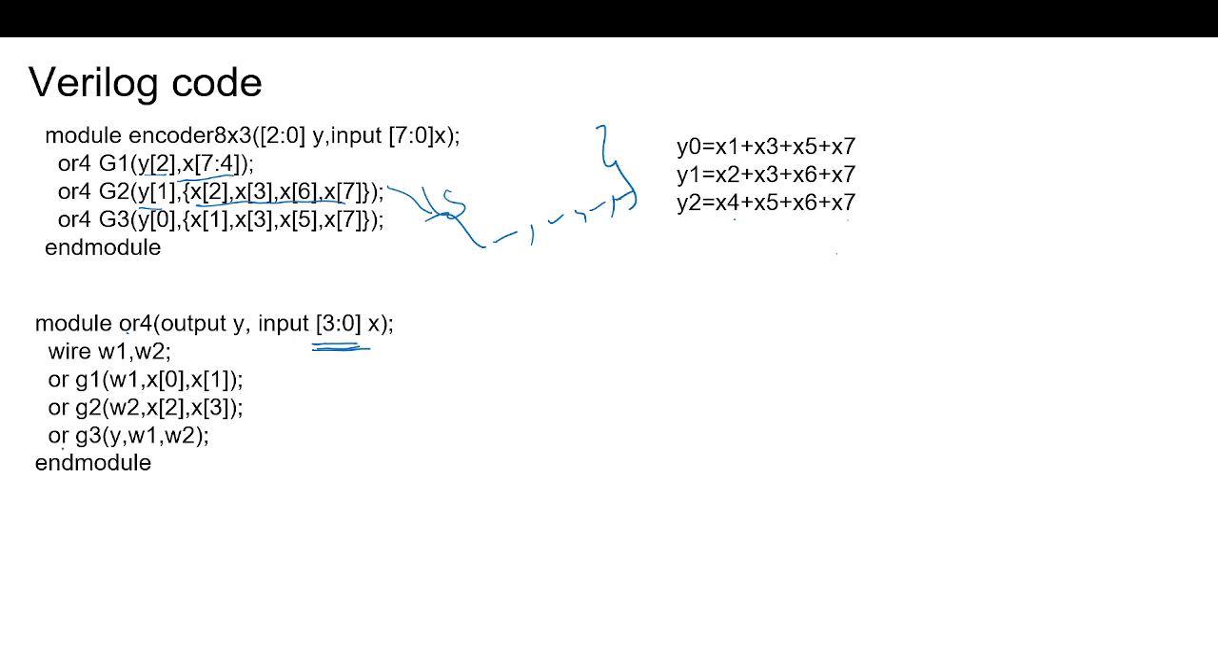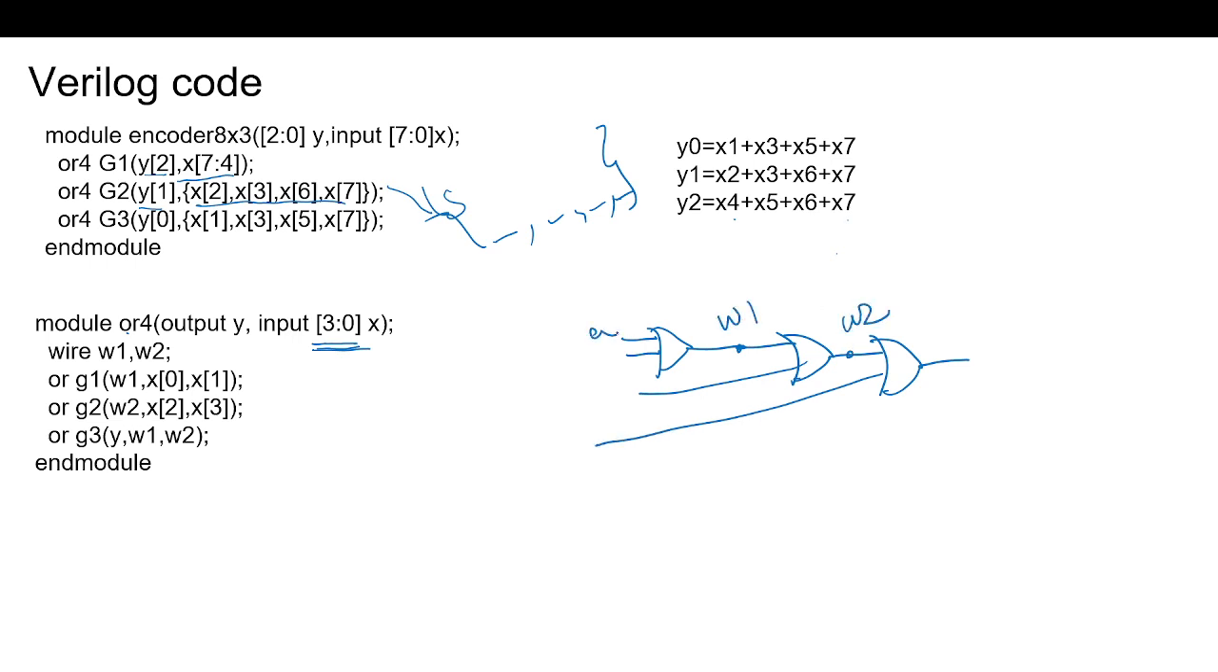And to implement the 4 input OR gate, I will first implement this, storing it in a wire type, again the third input, again the fourth input. So I need 2 wires, W1, W2. This will be the 4 inputs and then the output.